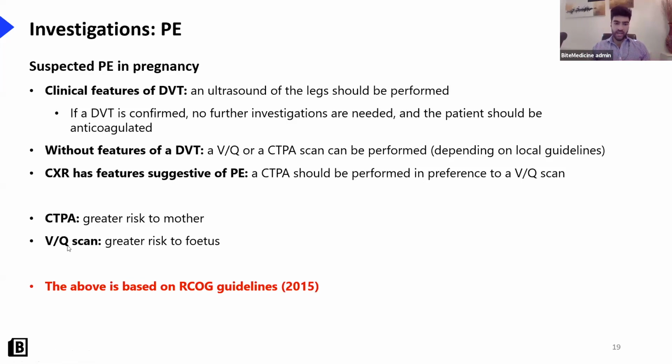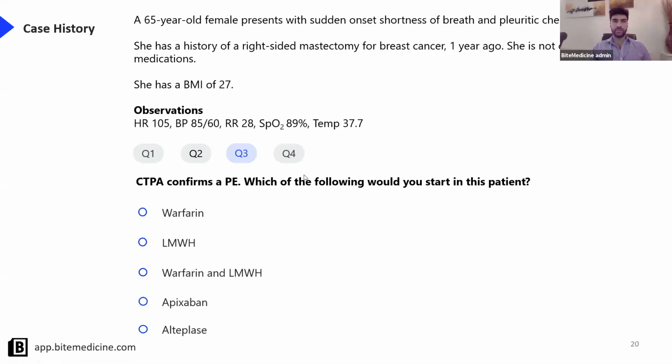A VQ scan increases the risk of childhood cancers. So you need to balance the risks and the benefits. And as I said, the above is based on the RCOG guidelines, and it's not particularly clear. The instance when you would do a VQ scan over a CTPA is if the patient is allergic to iodine contrast. If they're allergic to iodine contrast, they can't have a CTPA, and therefore they need to have a VQ scan. Good. Let's move on to the next question.